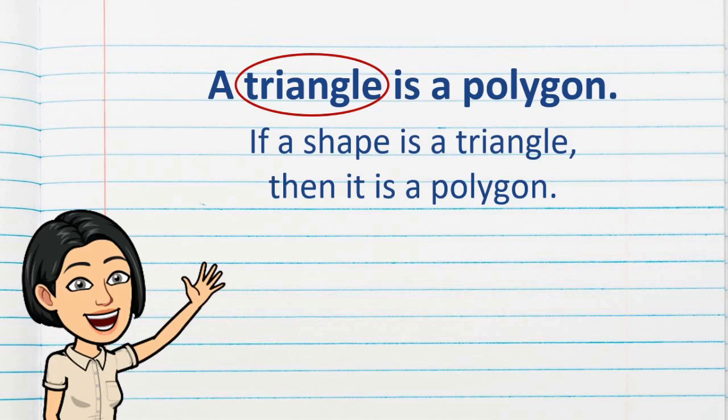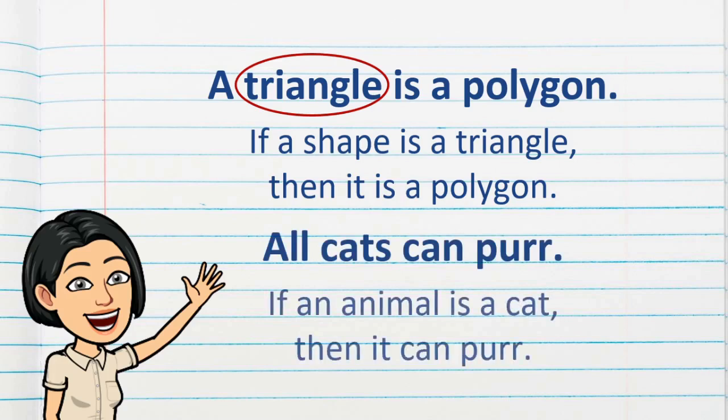Because if we just say "if a triangle, then a polygon," it doesn't make sense. So we can play with our words to complete our statement. How about this one? All cats can purr. We can write it this way: if an animal is a cat, then it can purr.